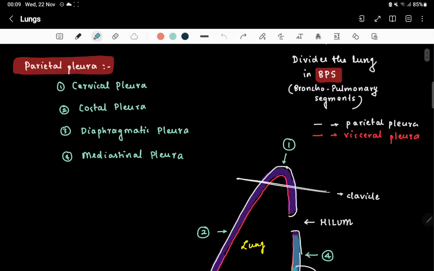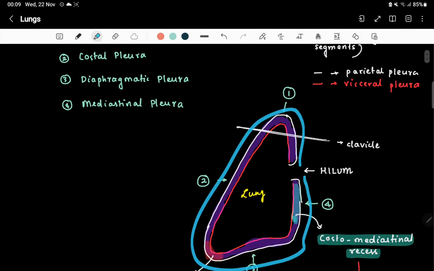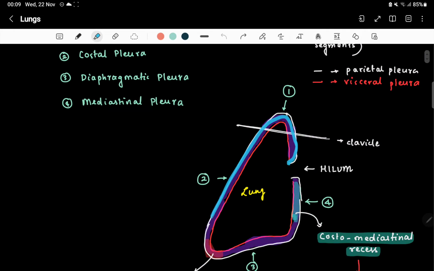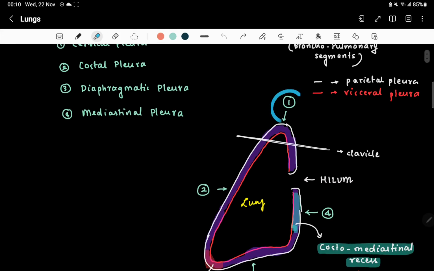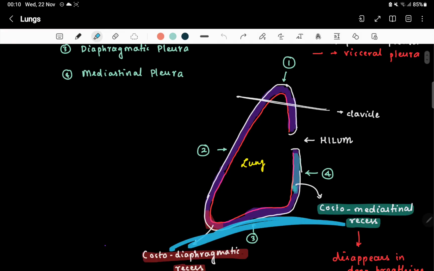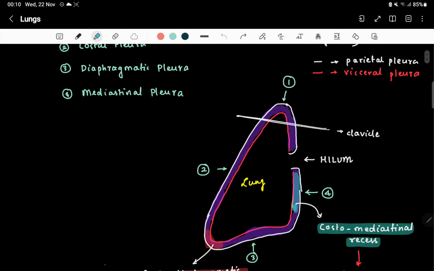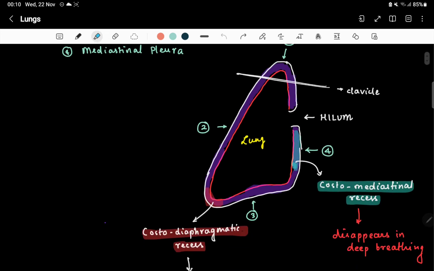So what are the parts of your parietal pleura? Just consider this diagram, and this white one which I am tracing is your parietal pleura. In this upper part, marked 1, this is called the cervical pleura. It's the neck region, so it is called the cervical pleura. The second part is called the costal pleura. The third part is related to the diaphragm, so it is called the diaphragmatic pleura. And the fourth part is related to the mediastinum, which is called the mediastinal pleura.